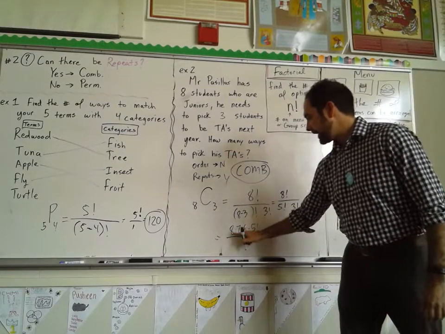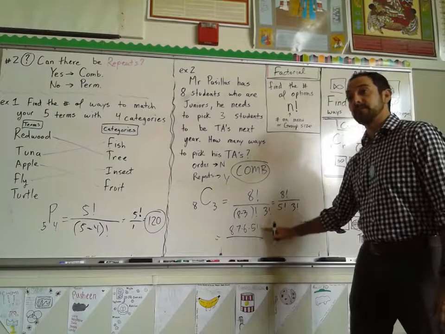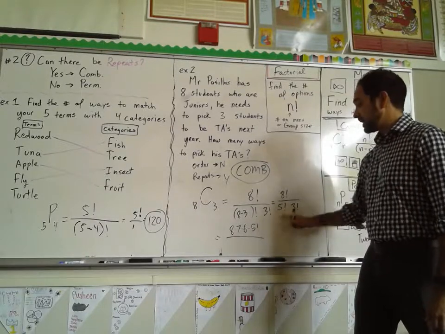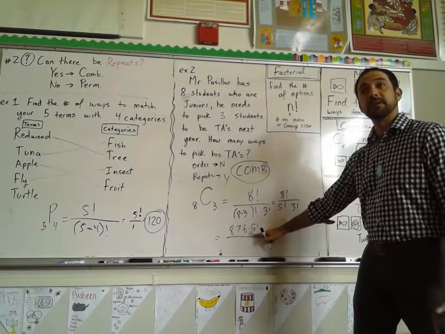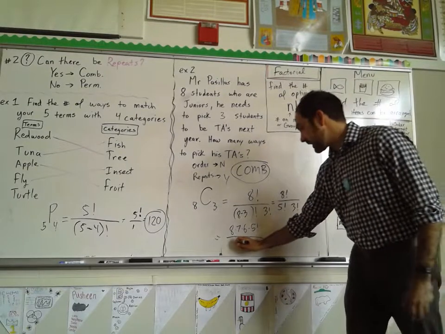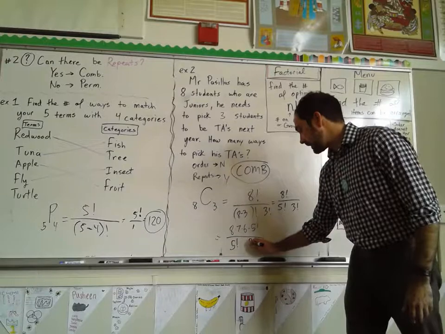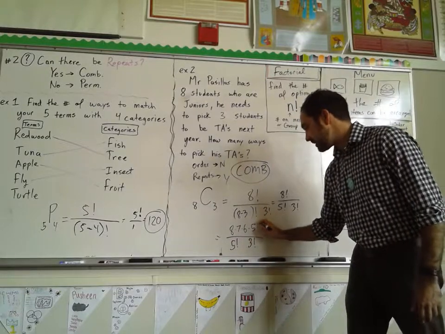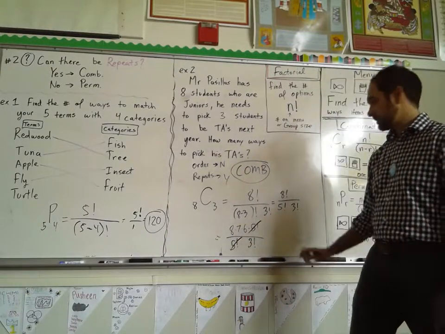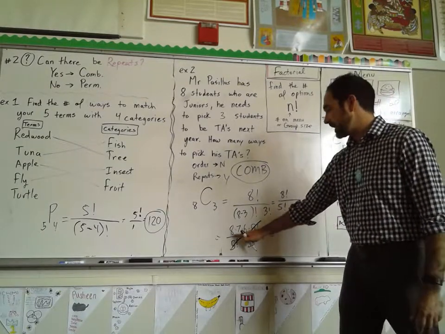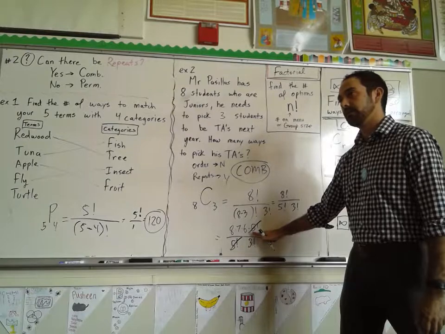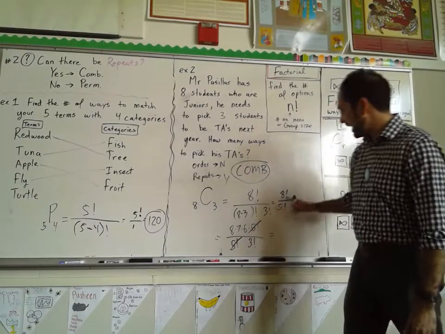8 times 7 times 6 times 5, it would be times 4 times 3 times 2 times 1, right? 5 times 4 times 3 times 2 times 1 is 5 factorial. So I'm going to leave that there like that, because down here I have a 5 factorial and a 3 factorial. Now I can cross those out. The reason I stopped here and said this is just 8 times 7 times 6 times 5 factorial is because I was expressing 8 factorial out.